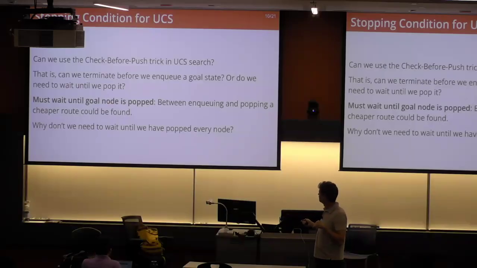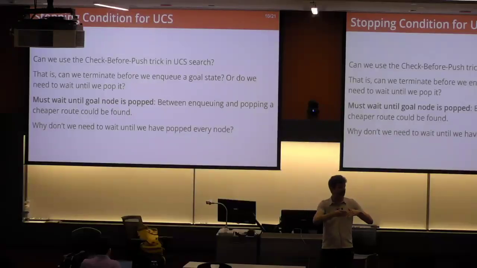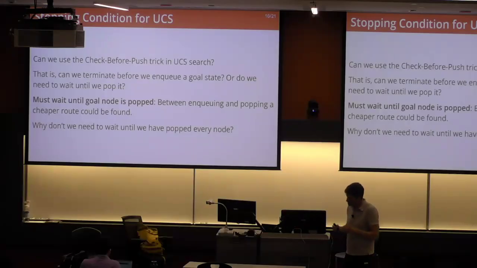Now, why don't we need to wait until we've popped every node? Maybe in some world, we have to go through every route because possibly it could loop back and come back in a very short way. Well, the fact is that with uniform cost search, once again, because it's monotonically increasing, the cost of the thing popping off the queue, if it's popped off, that's the lowest cost to get there that's ever going to happen. It's only going to be more expensive or the same. So we don't have to wait until we've popped every node.